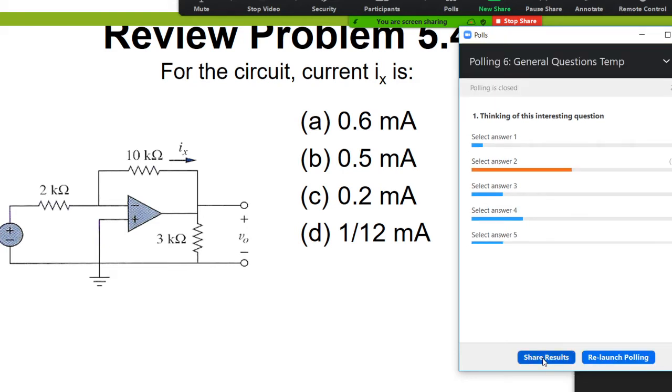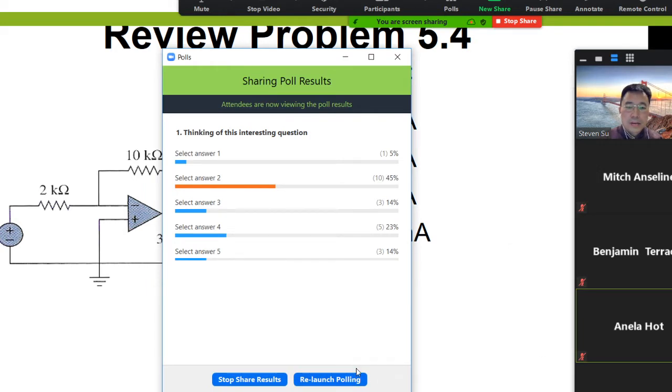Most students get the right result. That's great.